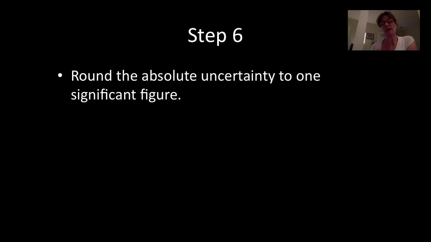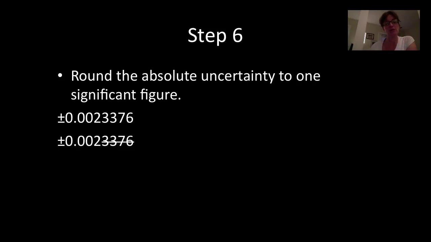Step 6. I'm going to round my new absolute uncertainty to 1 significant figure. So I'm going to round off the 3, the 7, and the 6. If the 3 is 5 or above, I'll round up. If not, I'll just drop it off. And in this case, my new absolute uncertainty is plus or minus 0.002.